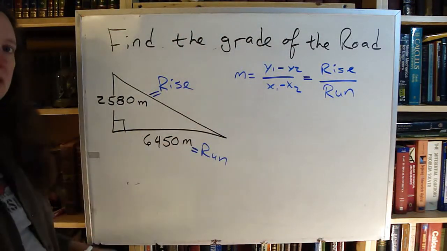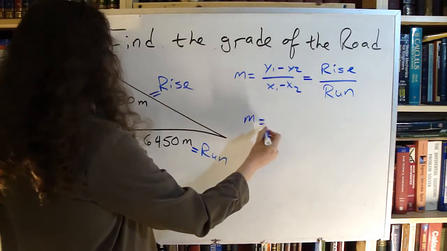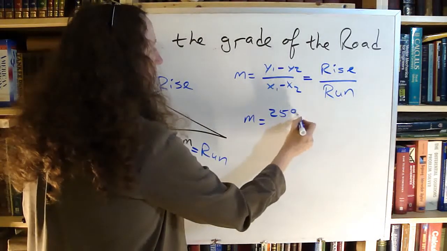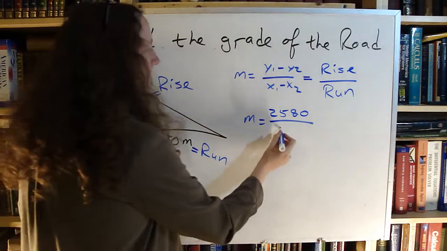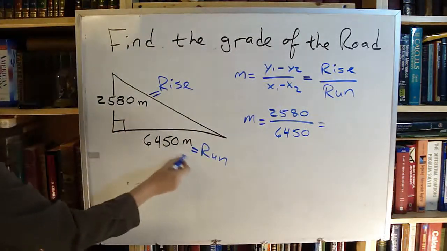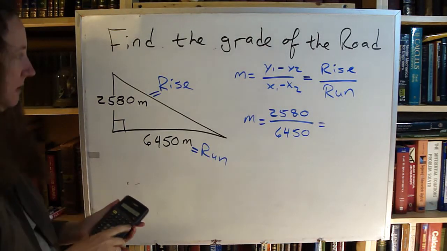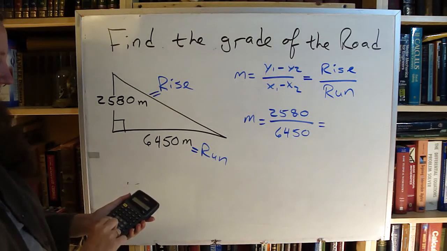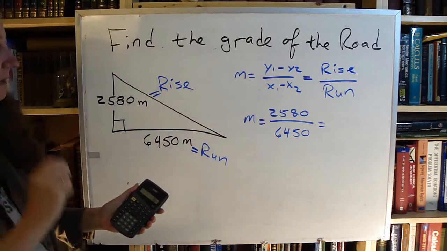So now that I know my equation, I just plug my numbers in, grab my calculator, and work it out. Slope is, rise is 2580 over my run is 6450. They both have the same unit, so I'm allowed to work it out. Grab my calculator, type it in. 2580 divided by 6450 equals 0.4.